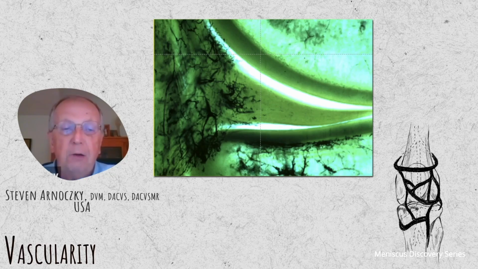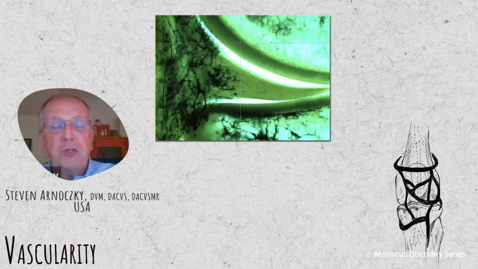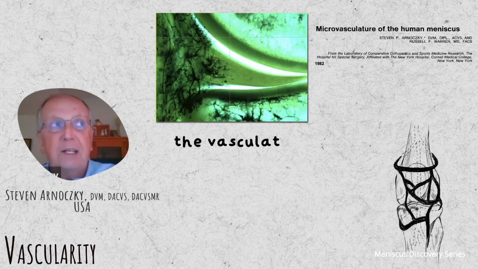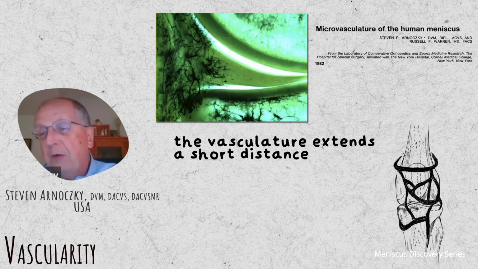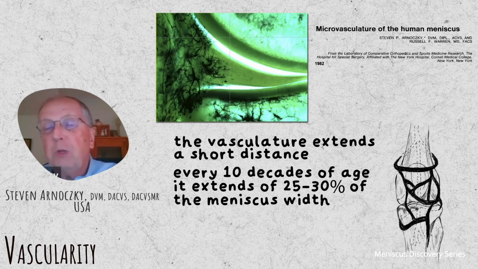And what you see here on the left is the perimeniscal vascular plexus, as we call it, where the vasculature originates from the capsular attachments throughout the periphery of both the medial and lateral meniscus, in this case, the medial meniscus. And importantly enough, this also shows that the vasculature only extends a short distance. And what we found in our studies looking at 10 decades of age, is that it extends about 25 to 30% of the meniscal width.